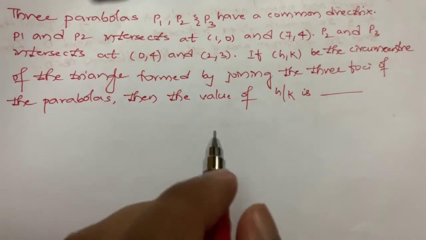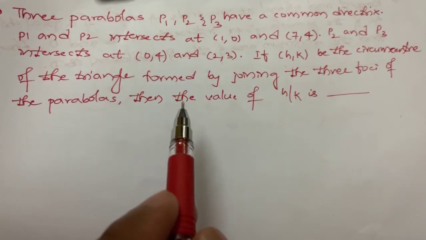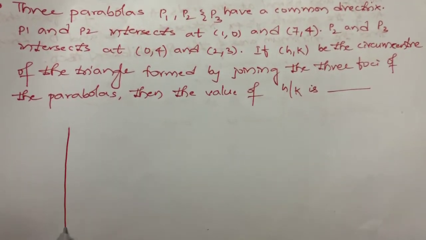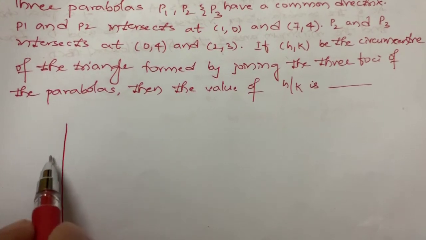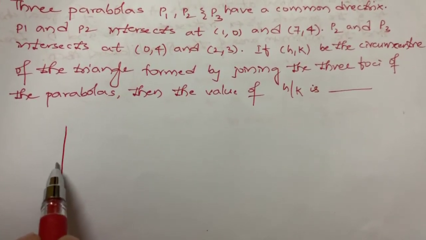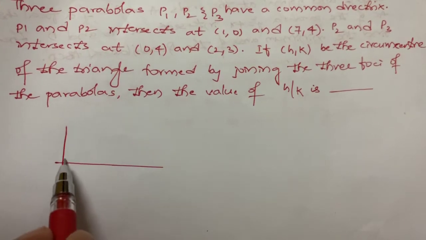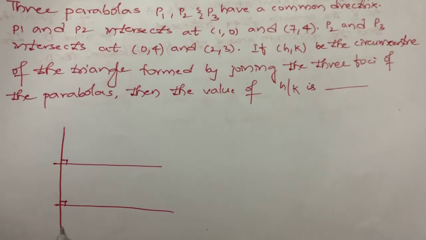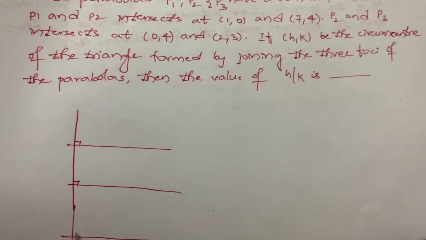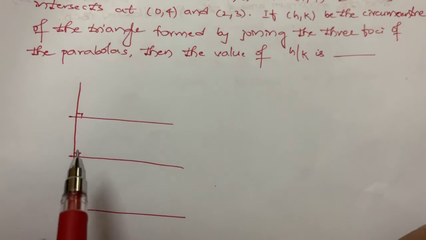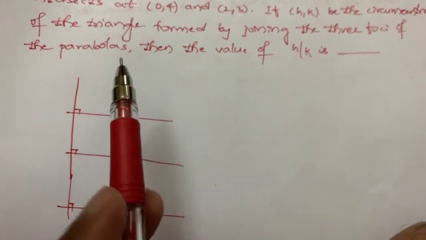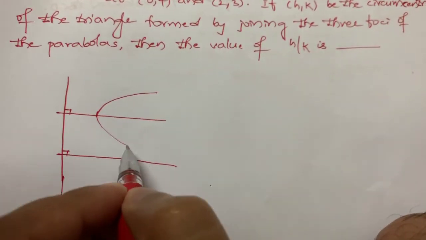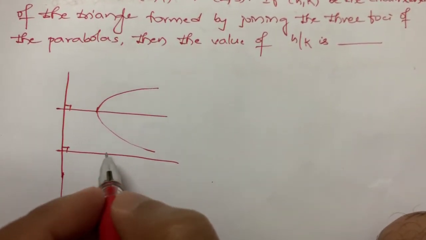Okay. So what they are saying is the three parabolas have a common directrix. So let us assume the common directrix is like this. So the axis of each of the parabolas will be perpendicular to this. And then the parabolas have axes. So we will draw a rough sketch here and another rough sketch.